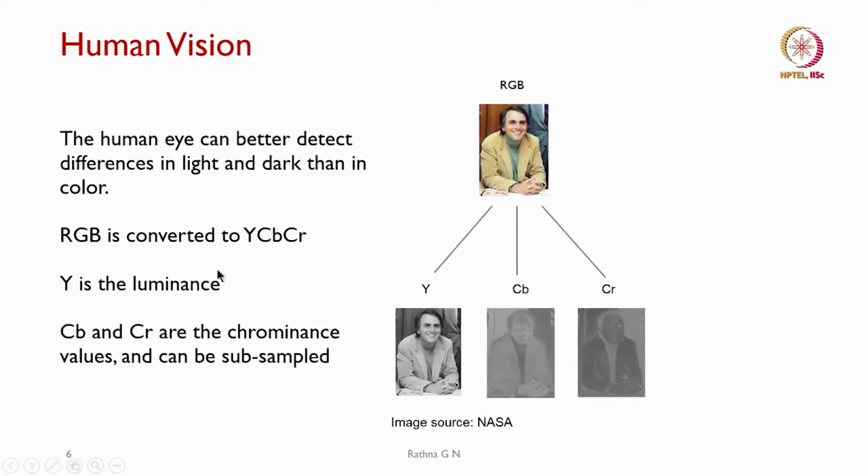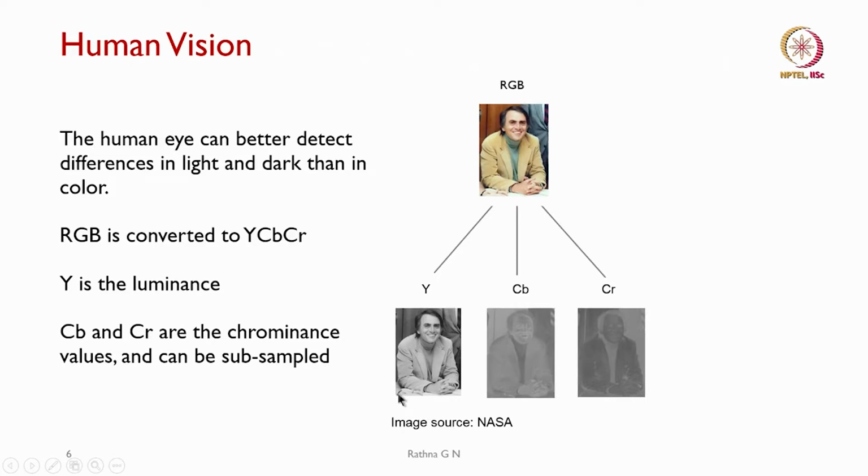So, now coming to human vision. We said already in the previous class that humans better detect differences in light and dark than in color. As you have, this is an RGB image. So we have red, green and then blue.